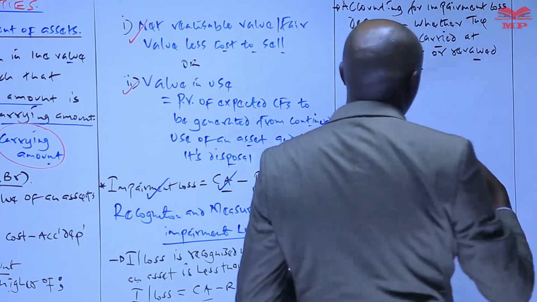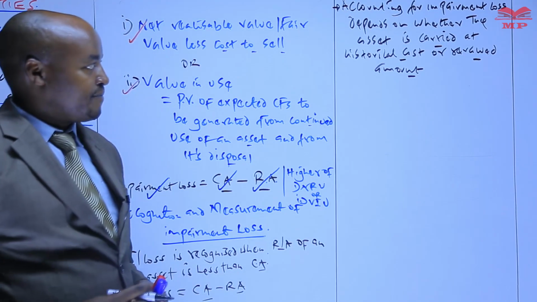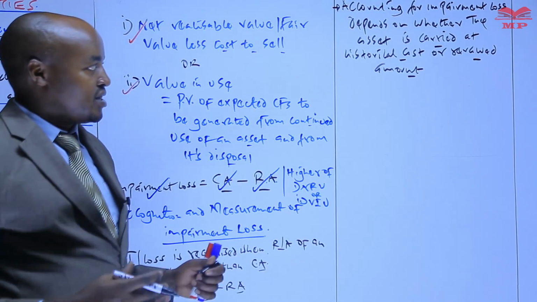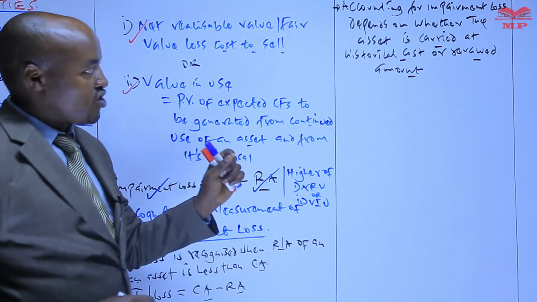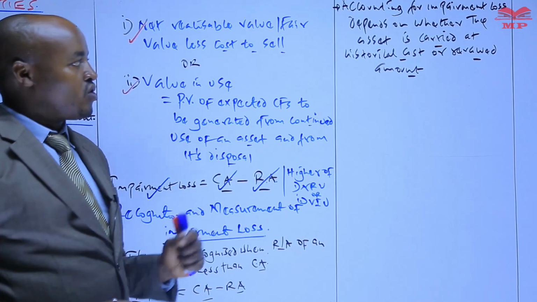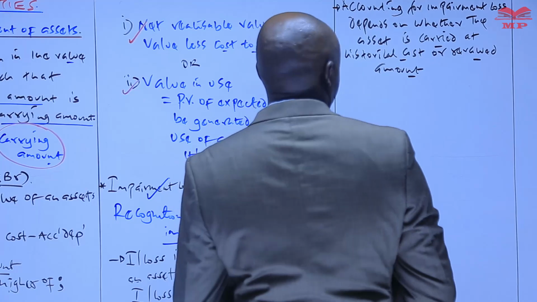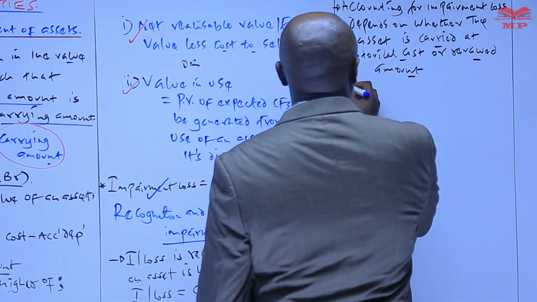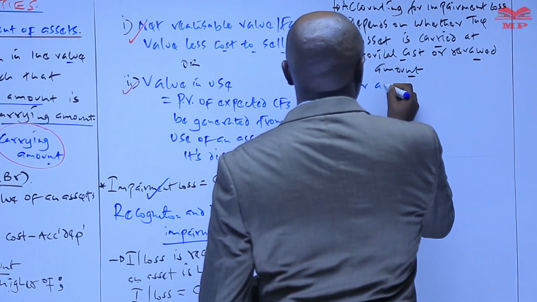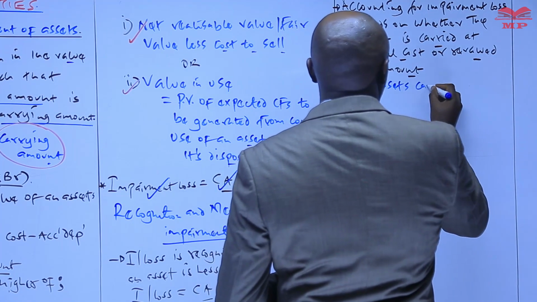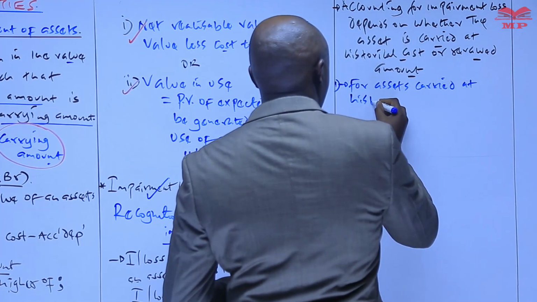So in this case, when we talk about the asset being carried at historical cost or revalued amount, this means that how we account for the impairment loss will always depend on whether an asset in the statement of financial position is recorded at historical cost, or at the revalued amount. So first of all, Roman 1, for assets carried at historical cost.